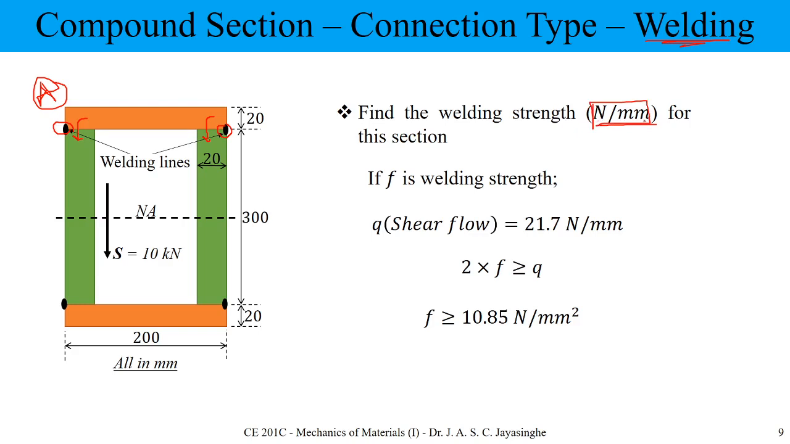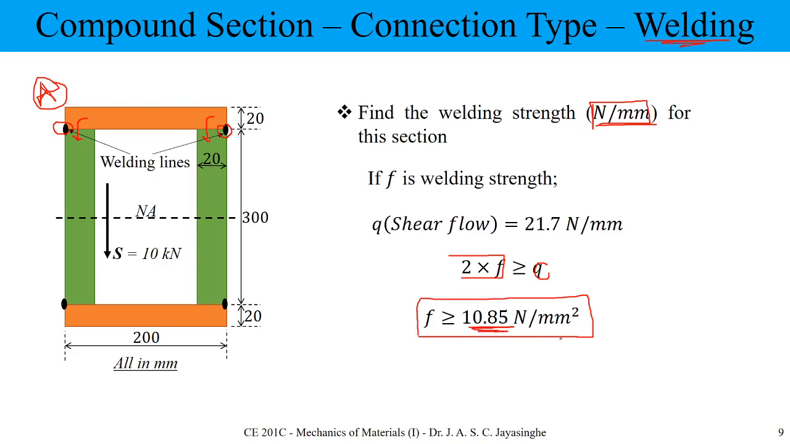So Newton per millimeter. We are using two lines, so that means it needs to be multiplied by 2. It should be greater than or equal to Q. So that means at least one weld line should have a strength of this value, 10.85.